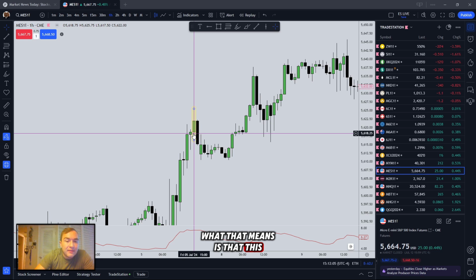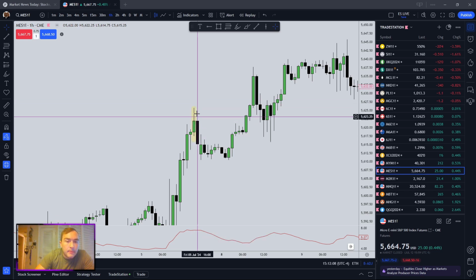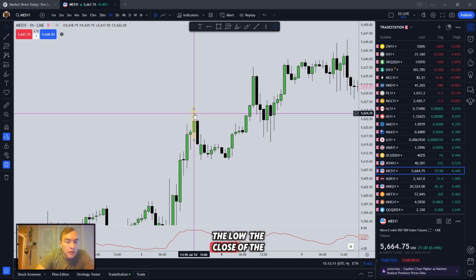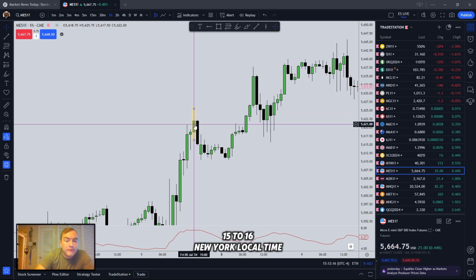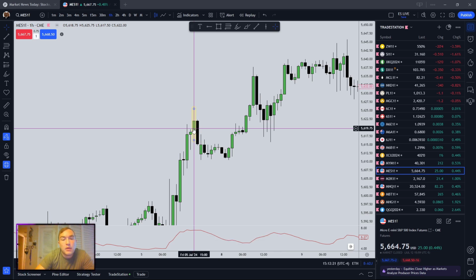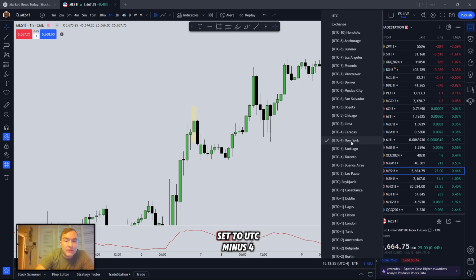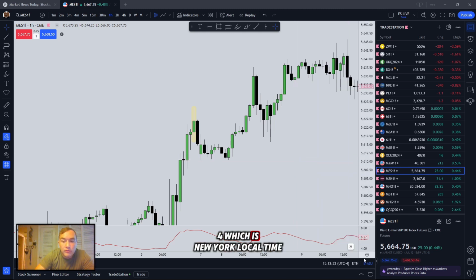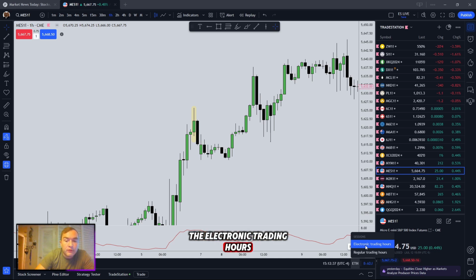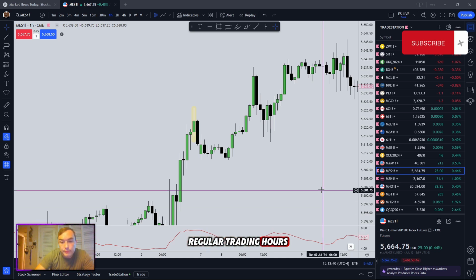What that means is that this candle is showing the open, the high, the low, and the close of the micro ES futures for 1500 to 1600 New York local time on Friday the 5th of July. Okay, that's exactly what that's showing you. If you go at the bottom of the screen, you'll notice that I have it set to UTC -4. So instead of setting it to my local time, which is Chicago, I set it to UTC -4, which is New York local time. Okay, and then also notice that I have it on the electronic trading hours on the sessions instead of the regular trading hours.